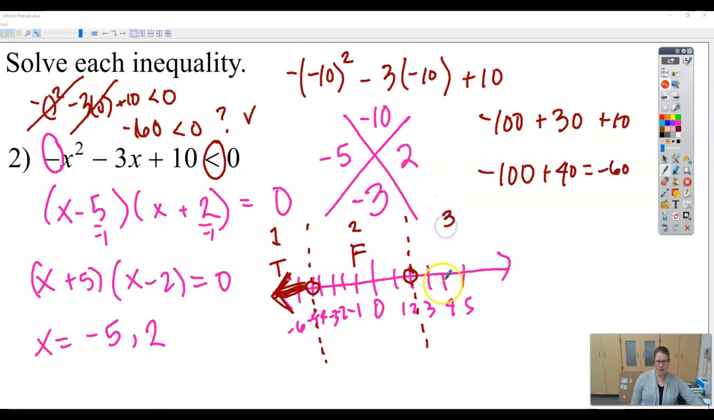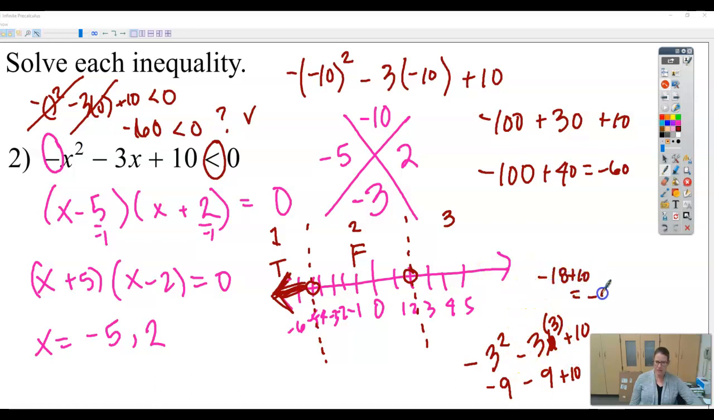Okay, interval 3, anything bigger than 2. So let's put 3 in here. So negative 3 squared minus 3x plus 10. On this one, see, this one's different. 3 was positive, so we're going to square 3 first, and then we're going to add that negative on. So this would be negative 9 minus, whoops, I forgot to put my 3 in there. So minus 9 plus 10. That would give me negative 18 plus 10, which equals negative 8. And negative 8 is less than 0, so that one checks out. This is true, so I would highlight this section.